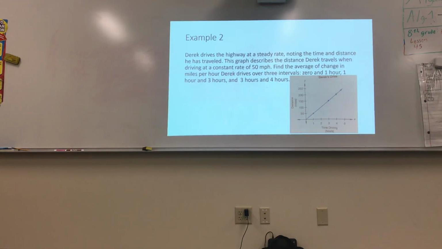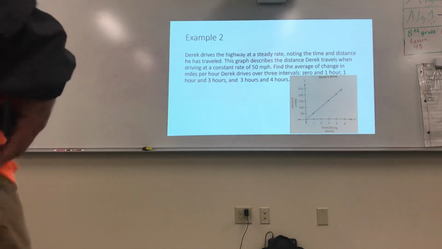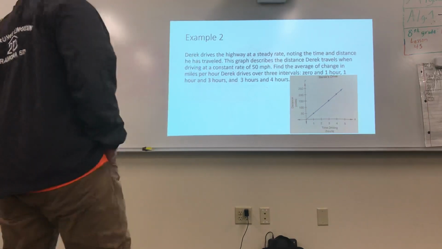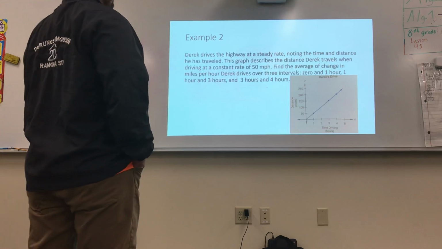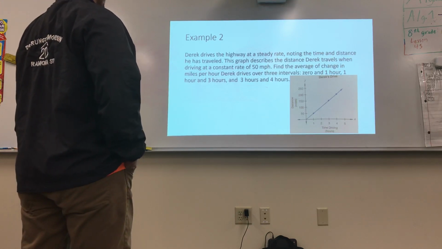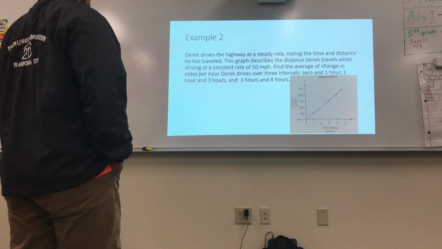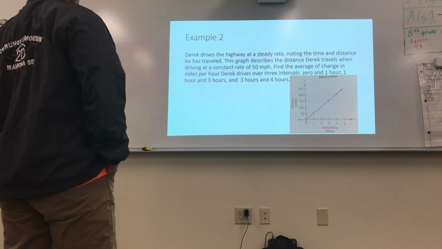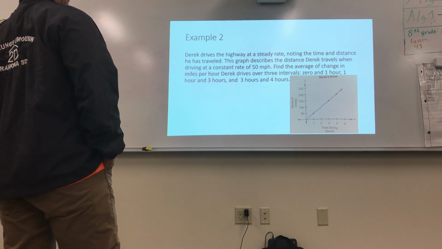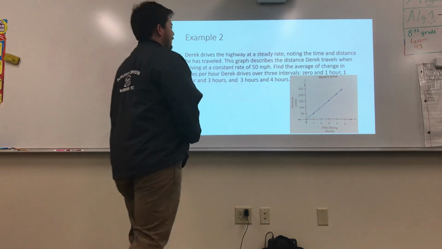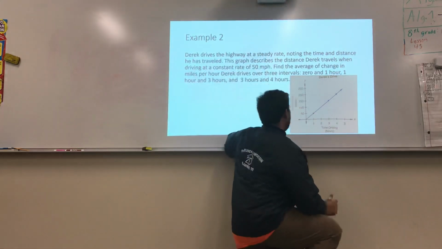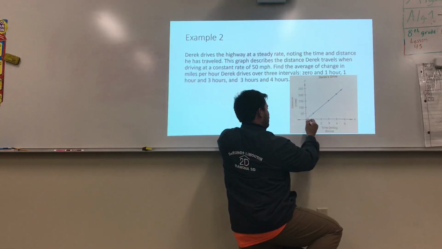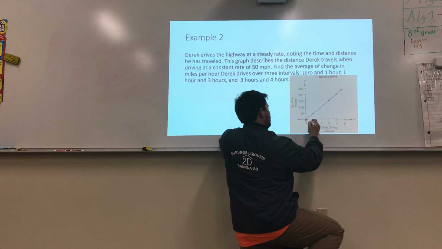Alright, Derek's driving the highway at a steady speed, noting the time and distance he has traveled. The graph describes the distance Derek travels when driving at a constant rate of 50 miles per hour. Find the average rate of change in miles per hour Derek drives over 3 intervals, 1 to 0. Okay, so we're starting right here. Okay, we're going to go up 50.